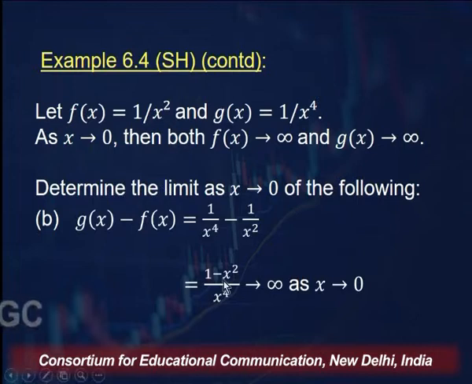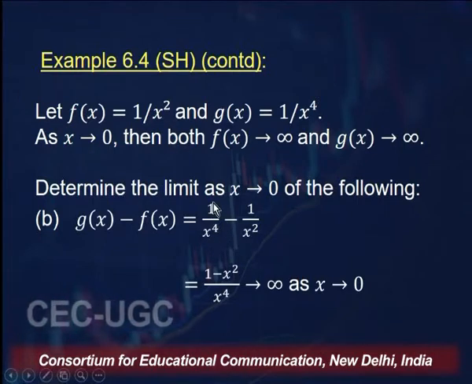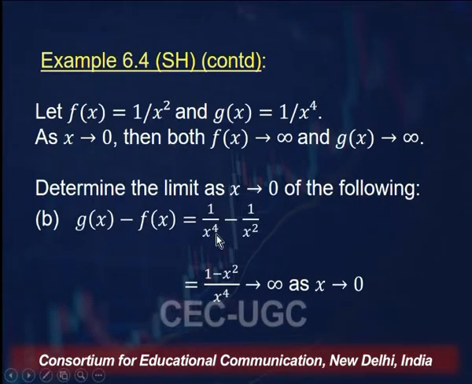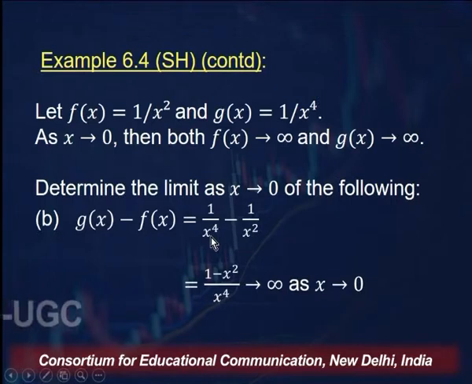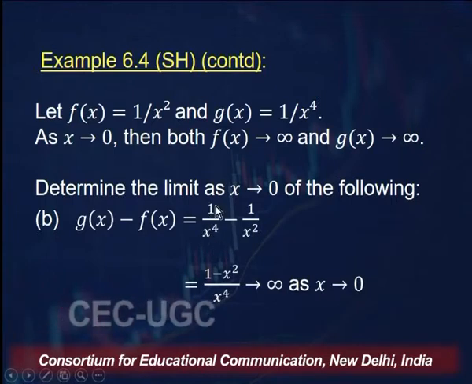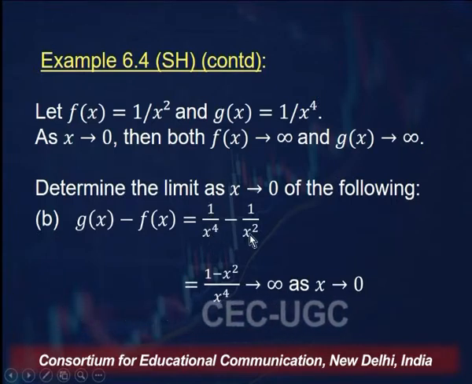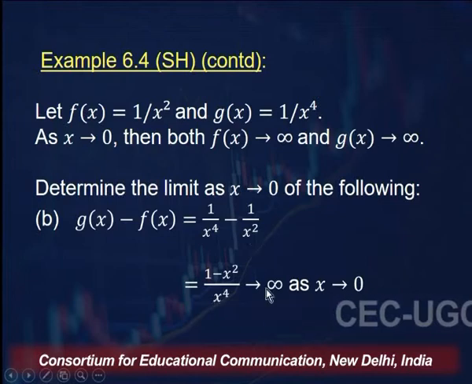Because here also, 1 by x to the power 4 is coming up front, and for any given value of x, x to the power 4 will be a smaller number. So 1 by x to the power 4 will tend to infinity much faster than 1 by x squared, which then gives you the net result as infinity.